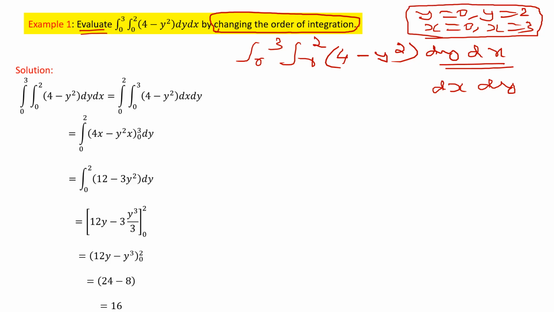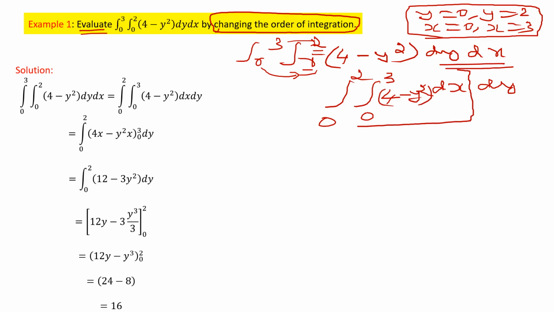When all the four limits are constants and you change the order, the limits are also going to change. That means in place of 0 to 2, you will write 0 to 3. So 0 to 3 now will become your innermost limit and 0 to 2 will come outside. But remember, the function does not change. You have the same function. Now what is the meaning? This one I need to perform. So keep 0 to 2 as it is.